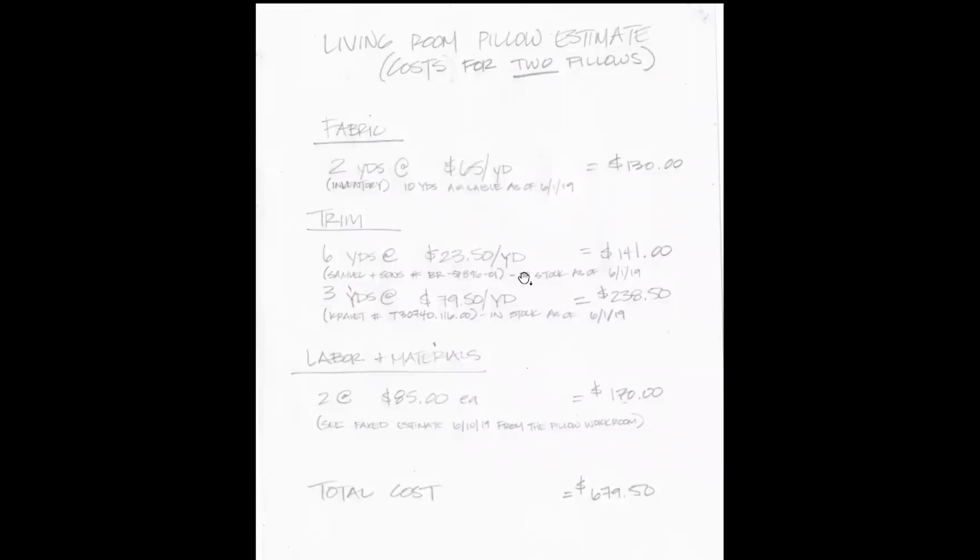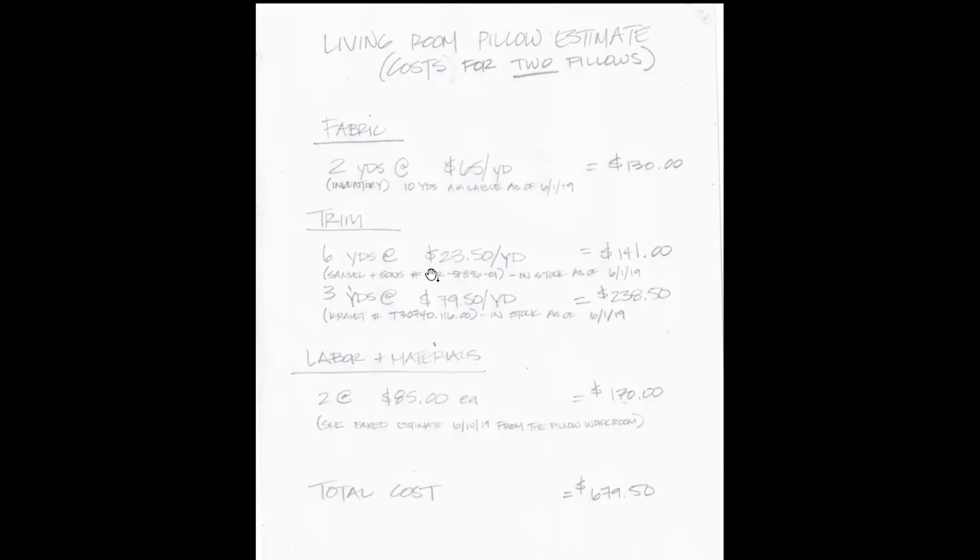The second one is for the cost of the fabric, trim, labor, and materials. Now, you may also be thinking that this is a little informal, but this is one way that small design firms handle the estimates. What this is actually is the handwritten information from the designer starting to calculate what the costs associated with it are. Now you can see labor and materials. We already calculated that. And see faxed estimate from the pillow workroom. That's the one that we just saw.